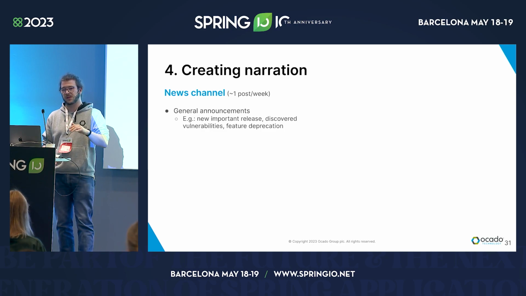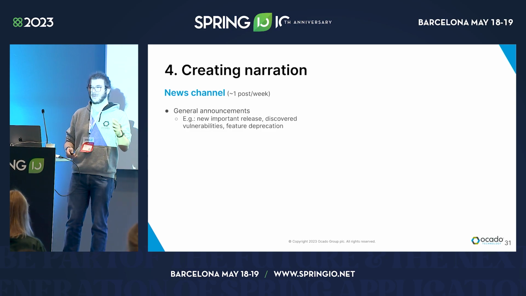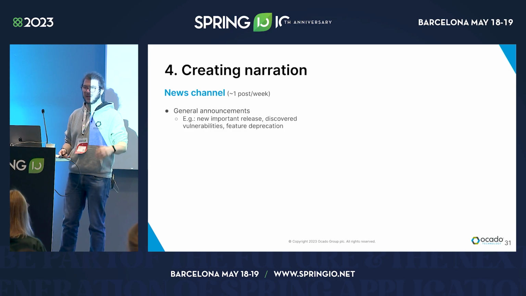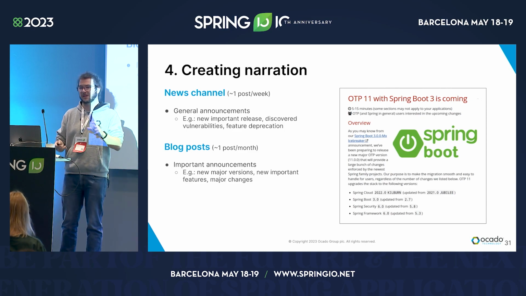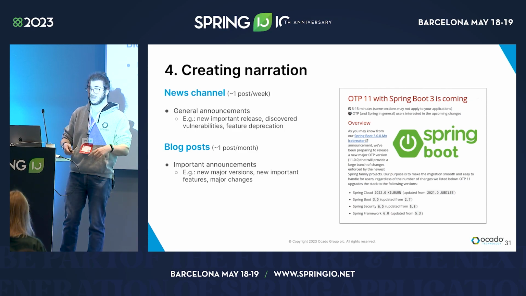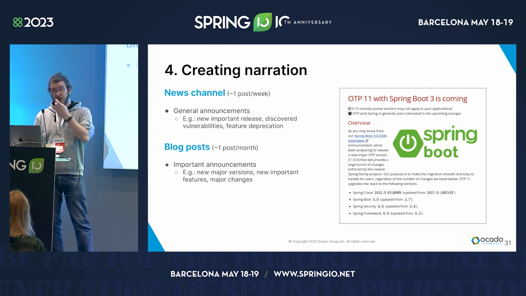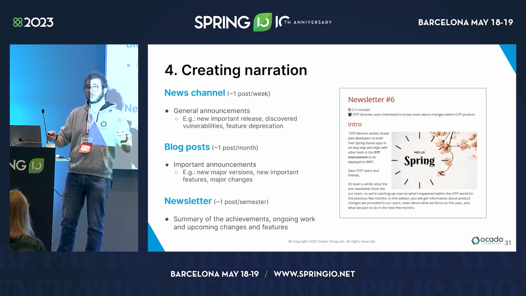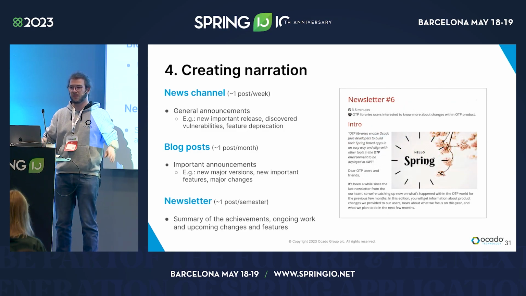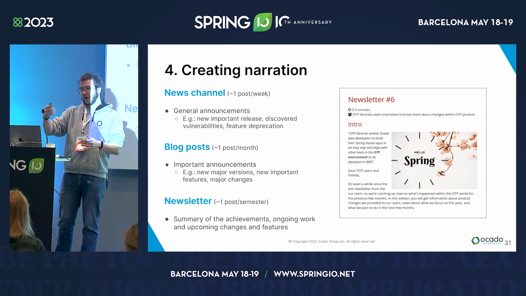There is the typical one, the news channel, a Slack channel, where we send general announcements, important releases, discovered vulnerabilities, and so on. Then we also have a blog, where we send posts more or less once a month. This is an example of the post for the Spring Boot 3 adoption. And then we also send a newsletter once a semester, more or less, with a long-term view, with a summary of the achievements, a summary of the ongoing work, and a view of the upcoming features.